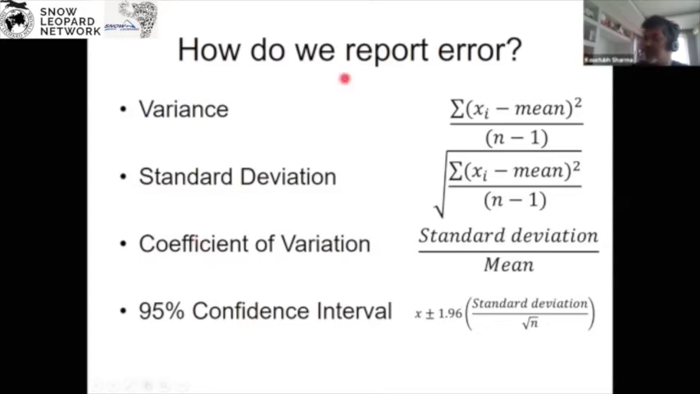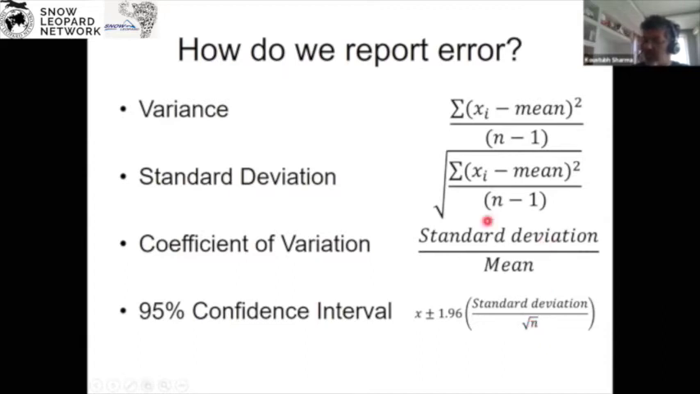Now, you will see variance is how some people represent error. Standard deviation is nothing but the square root of variance, so they're very closely related. Confidence interval we've been working on for a while. You can see it's very easy to calculate if you have either the standard deviation or the standard error. In case you have a standard error, just remove this square root of n from below. But basically, these three are very closely connected.